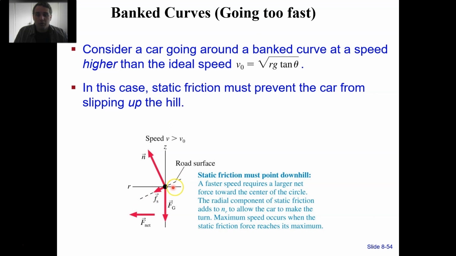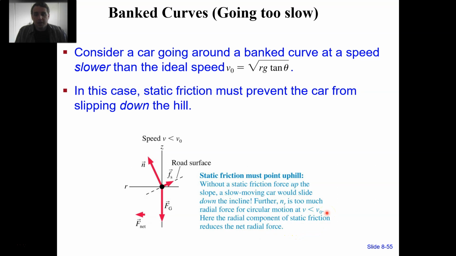Imagine this dashed line is the road surface. V is greater than V0, V0 being the ideal speed. Notice the normal force is perpendicular to the road surface. The gravitational force is downward. So the net force is going to be some horizontal combination along the radial axis of the normal force and the static friction force. And the static friction must point downhill because the faster speed requires a larger net force towards the center of the circle. The radial component of the static friction and the radial component of the normal force allow the car to make the turn. Maximum speed occurs when the static friction force reaches its maximum.